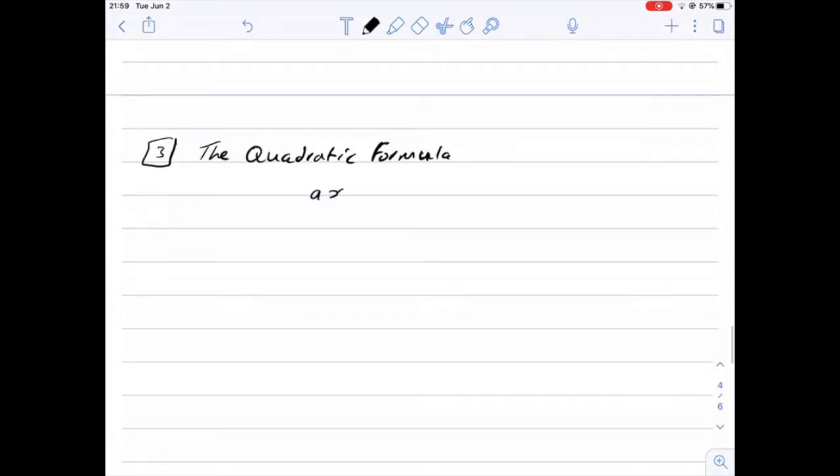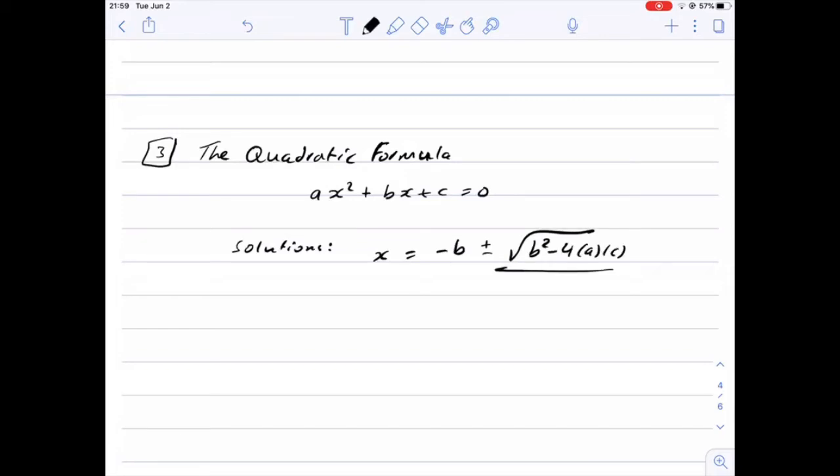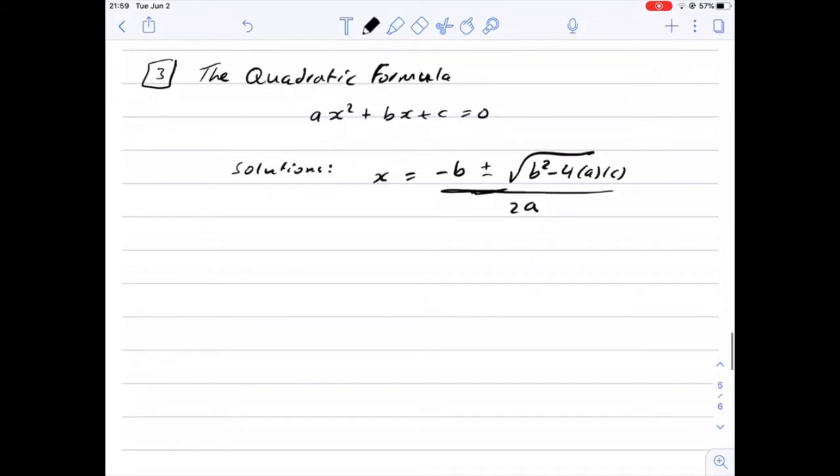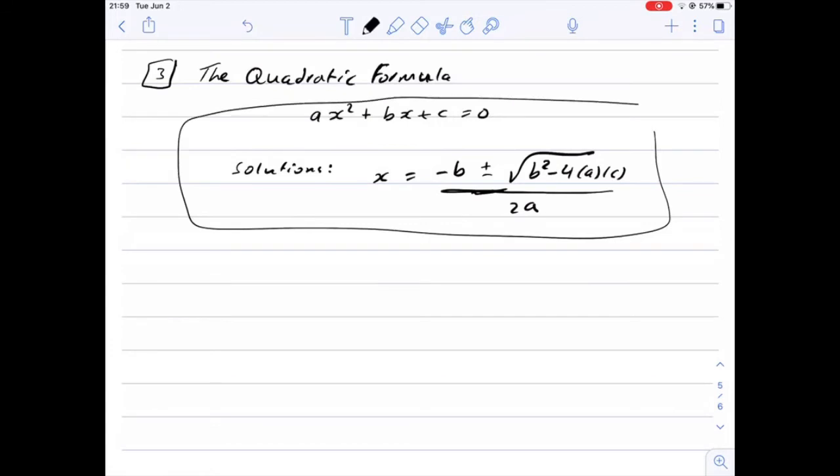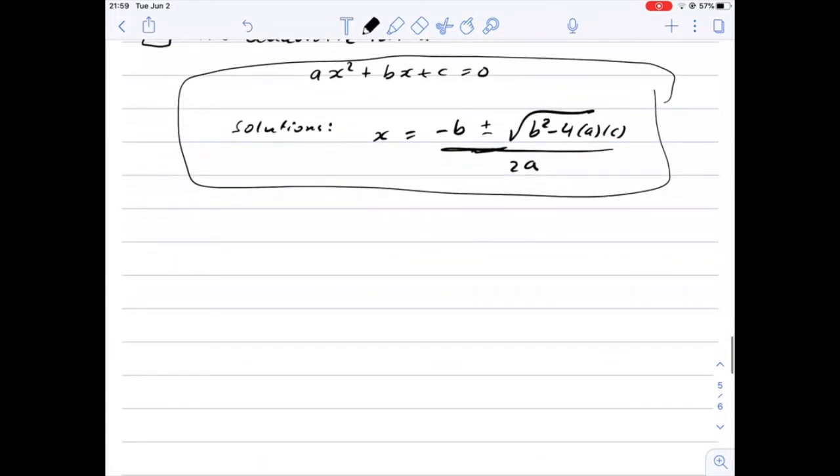So if we have the quadratic equation ax squared plus bx plus c, this is the standard form, then the solutions are x equals negative b, negative the coefficient of x, plus or minus the square root of b squared minus 4 times a times c, all over 2a. Okay, so we need to remember this when we apply the quadratic formula.